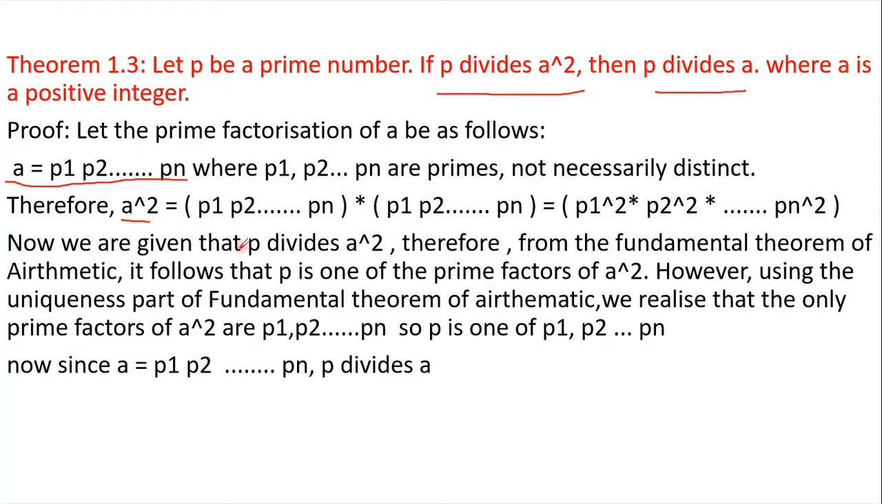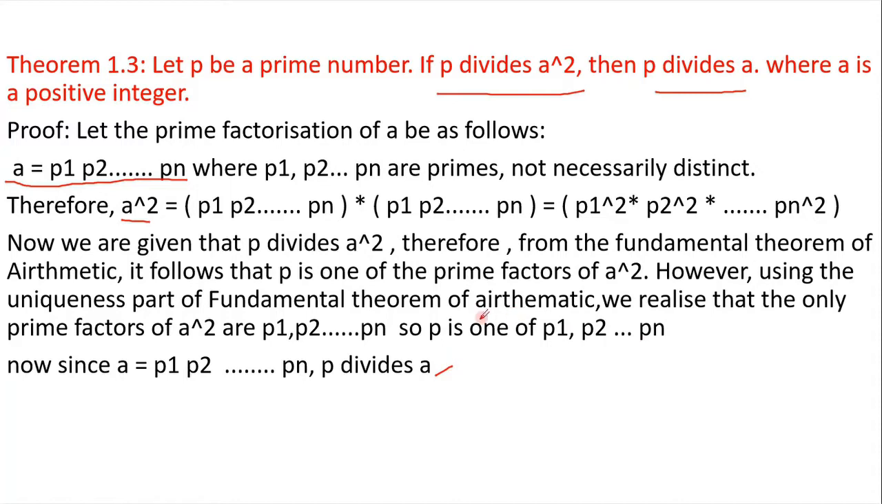Now we are given that P divides A square. If P is any prime number and P divides A square, then from the fundamental theorem of arithmetic, it follows that P is one of the prime factors of A square. However, using the uniqueness part of the fundamental theorem of arithmetic, we realize that the only prime factors of A square are P1, P2, P3. So P is one of P1, P2 and so on, and P divides A.